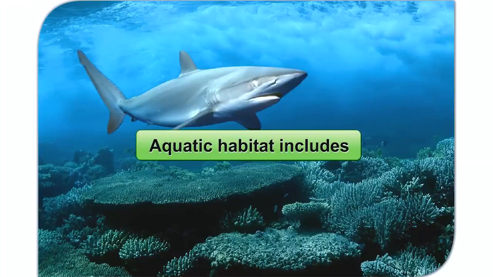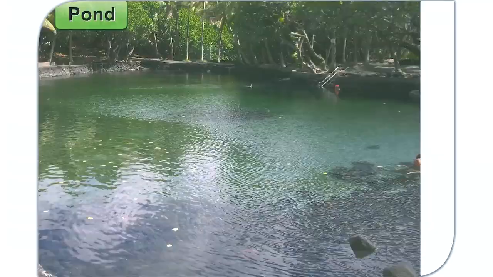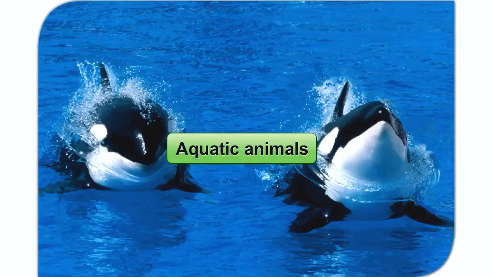The aquatic habitat includes oceans, seas, ponds, and lakes. Most aquatic animals like fish have a streamlined body to move easily in water.